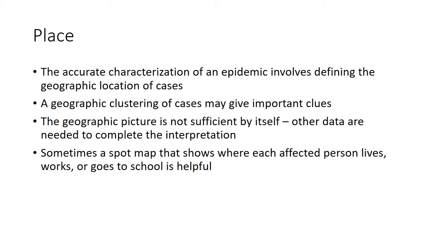What we can use sometimes is a spot map. This is going to show us where each affected person lives, works, and goes to school, and that can be more helpful in narrowing things down. Not just saying, hey, it happened in Orlando. You can maybe narrow it down to, maybe it was Disney, or maybe it was downtown, or somewhere more specific than that.